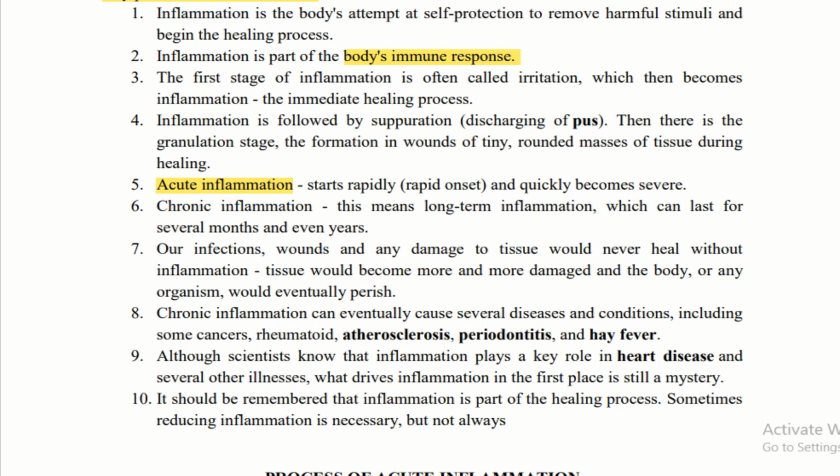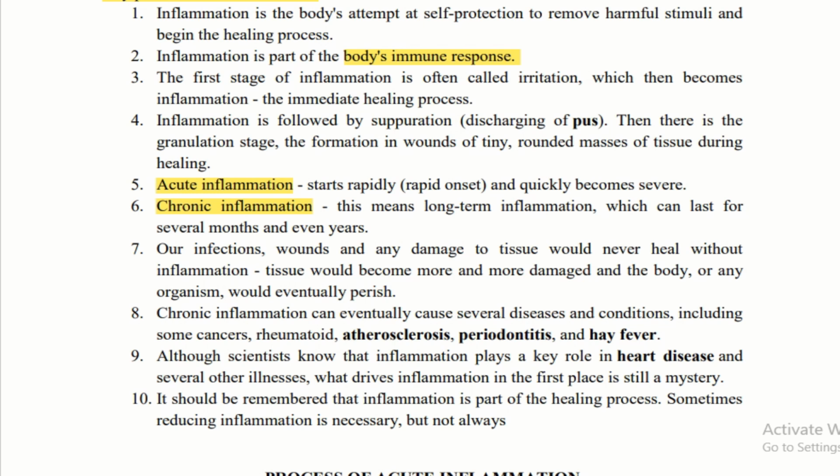Acute inflammation starts rapidly, or you can say it has a rapid onset, and quickly becomes severe. Whereas chronic inflammation means long-term inflammation, which can last for several months or even years. Our infections, bones, or any damage to tissue would never heal without inflammation. Tissue would become more and more damaged, and the body or any organism would eventually perish or die.